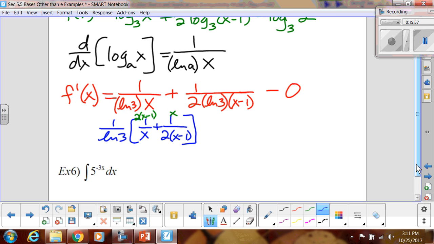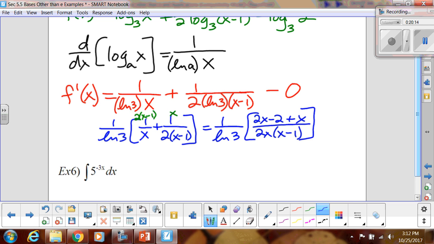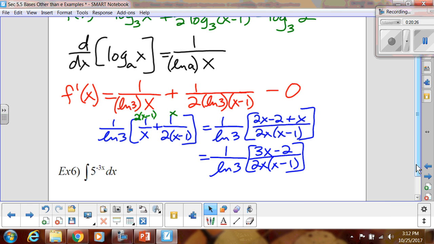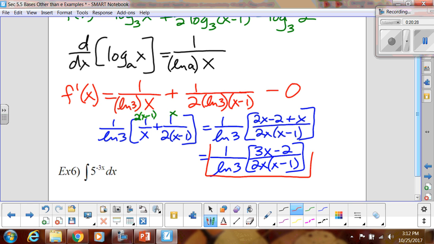So I'm going to have still that 1 over ln of 3. I would have that 2x minus 2 in the numerator plus x all over 2x times x minus 1. And then I just combine my like terms. So that's 1 over ln of 3, 3x minus 2 all over my common denominator. And that's probably how they'll write something in the book, or the calculator would give you something like that.